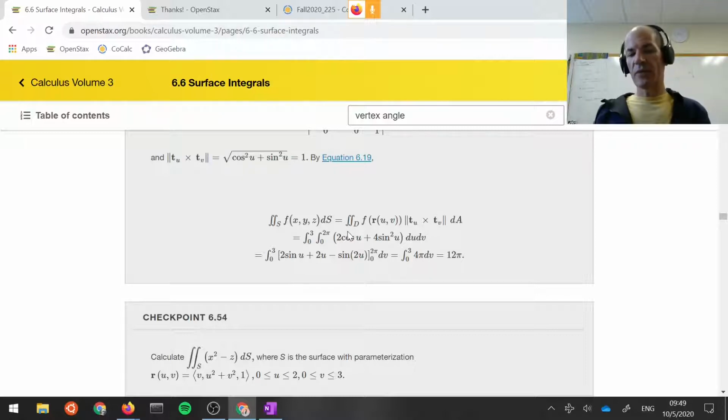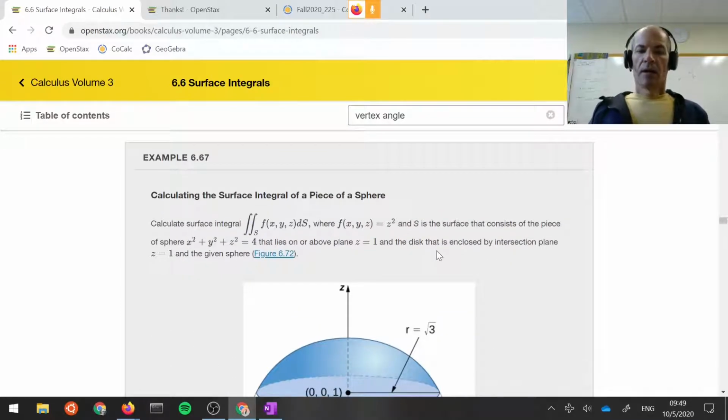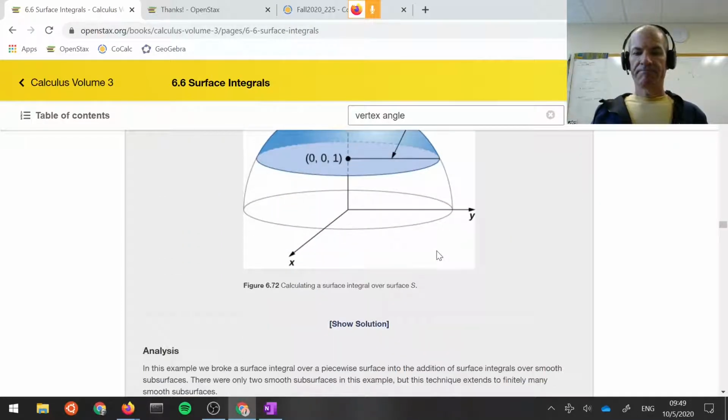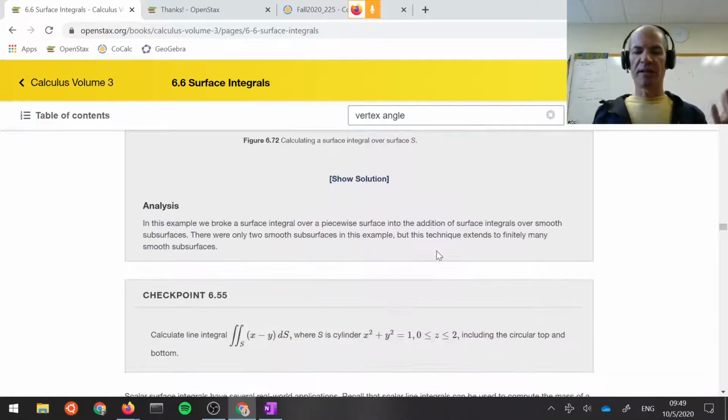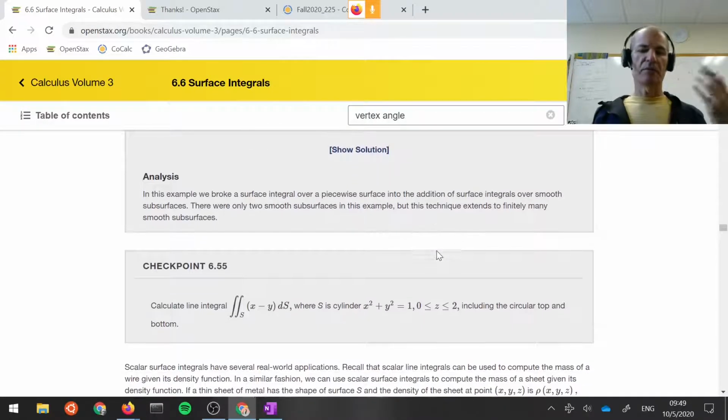And now you're just left with a regular old integral. Integrate with respect to u, 0 to 2 pi. With respect to v, 0 to 3, works out to 12 pi. All right. I'll let you read that again. Parameterize, build the integral, evaluate the integral.